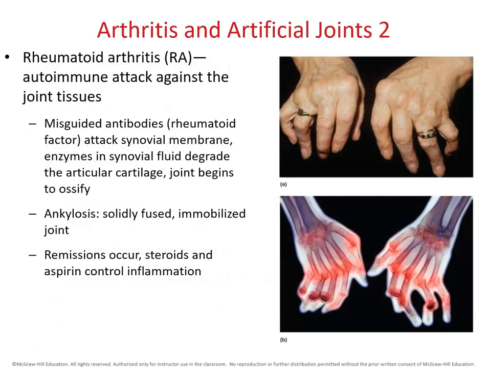In contrast, rheumatoid arthritis is an autoimmune disease where your immune system attacks tissues in your joints. Antibodies can mistakenly attack the synovial membrane, and enzymes can then degrade the synovial fluid and cause the joint to begin to ossify. Ankylosis is the name for a fused, immobile joint. We can see some pretty severe deformities that can happen as a result of arthritis.